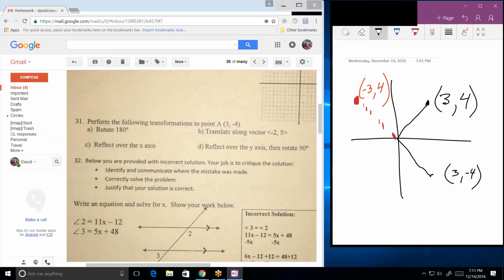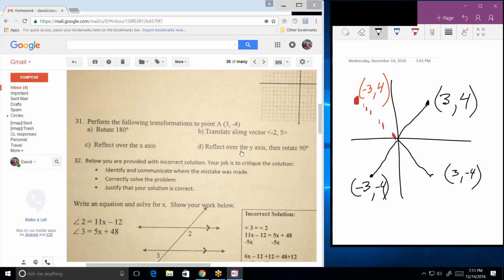Now let's reflect it over the y-axis. What are the coordinates on that point? It would be -3, -4. Correct. In other words, the y-coordinate does not change. When you reflect over the y-axis, the y-coordinate doesn't change. When you reflect over the x-axis, the x-coordinate doesn't change.